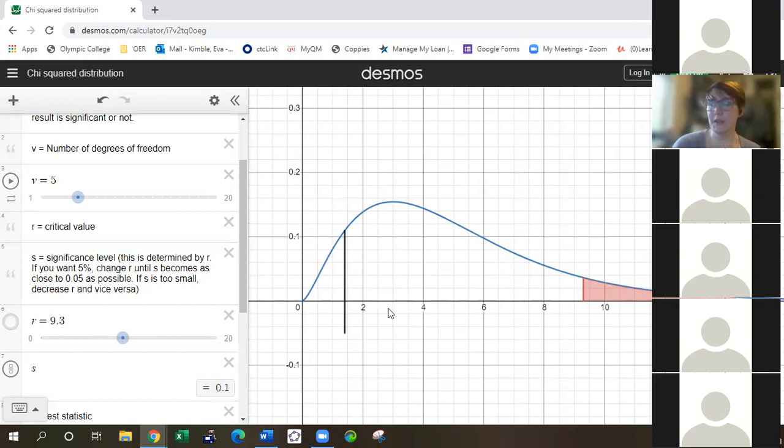So that's why we have this big hump right here, because that's what we would expect to happen if our null hypothesis was true. It starts to get skinnier and smaller as we move outward, because that is when our null hypothesis is not true. That means we're going to see a really big difference between our expected and our observed data.